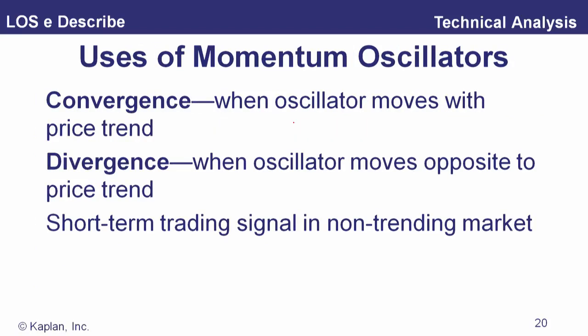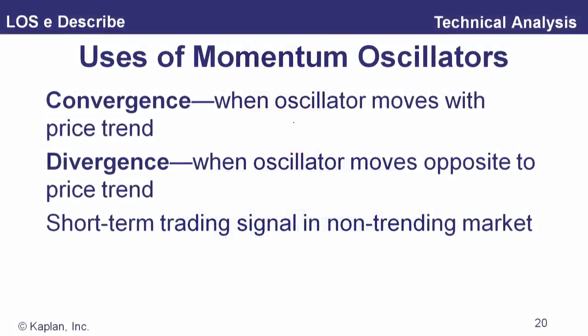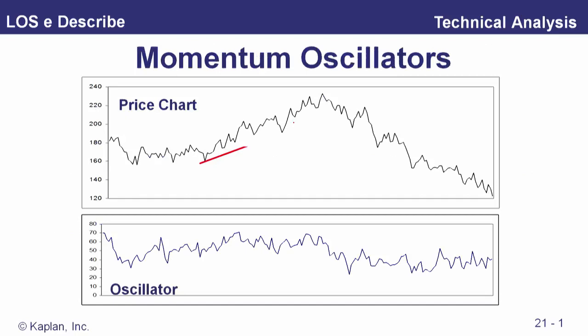Convergence, when the oscillator moves with the price trend. So now we're talking about using those momentum oscillators in conjunction with a price trend. And when we get the same signal from both, that's a convergence. When we get opposite signals from them, that's a divergence and a short-term trading signal in a non-trending market.